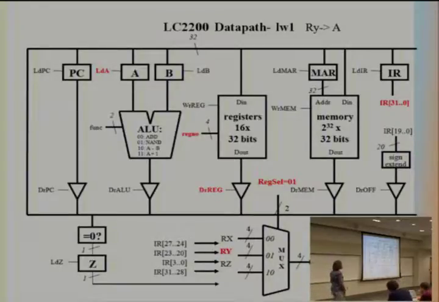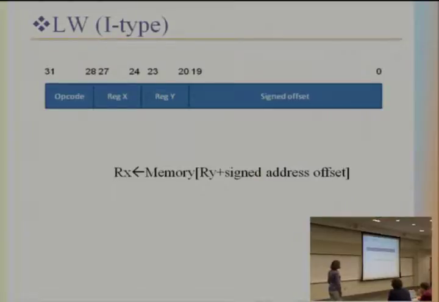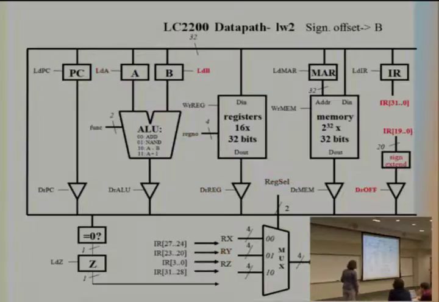First, we want to set RY into register A, and we want to set signed offset into register B so that we can add these two. So once when we do that, then we need that result stored into MAR so that MAR can tell us which address do we need to read. And once when we read that address, we store that into Rx. So let's go step by step. How do we do this first step?